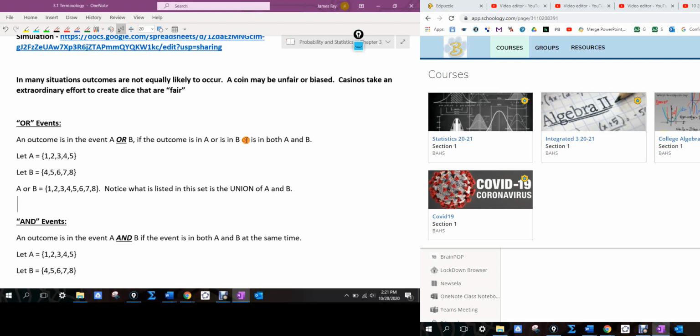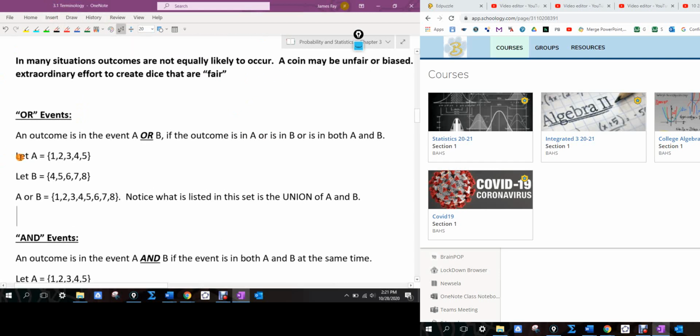When we talk about probability, we're going to talk about 2 types of situations, 2 types of outcomes. They're going to be "or" events and "and" events. The word "or" refers to, if you had me for geometry, we talked about this, but we talked about it in a little more detail in college algebra. You guys remember talking about "or" being the word union?